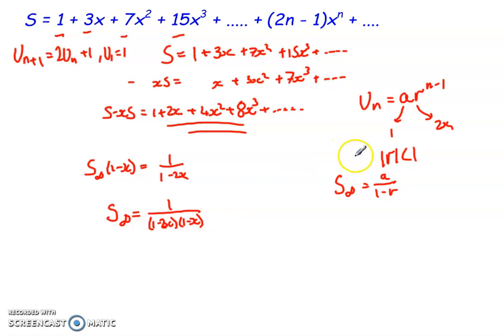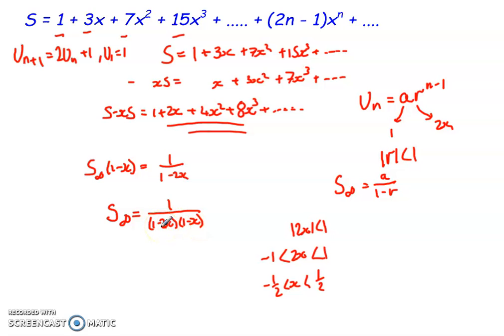But we've got to remember that only exists if the magnitude of r is less than 1. So in this case, the magnitude of 2x has to be less than 1. So for this to exist, I've got to have negative 1 is less than 2x is less than 1. If I divide through by 2, what that means is negative a half has to be less than x, has to be less than a half. So this series has a sum to infinity, which is 1 over 1 minus 2x bracket 1 minus x, for any value of x between negative a half and a half.